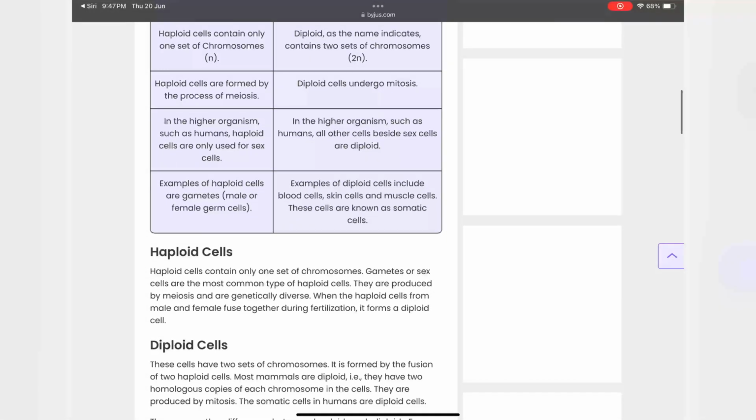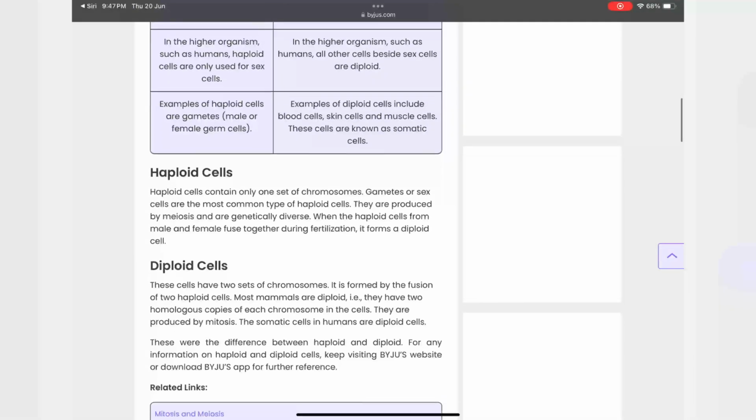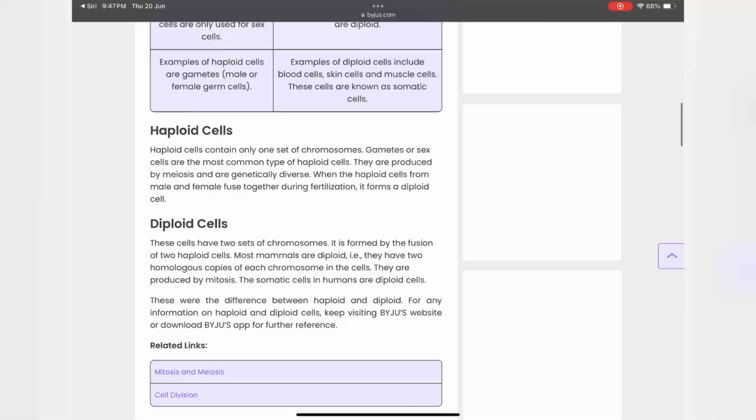Haploid cells. Haploid cells contain only one set of chromosomes. Gametes or sex cells are the most common type of haploid cells. They are produced by meiosis and are genetically diverse. When the haploid cells from male and female fuse together during fertilization, it forms a diploid cell.